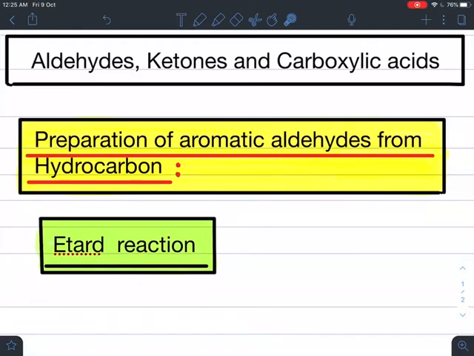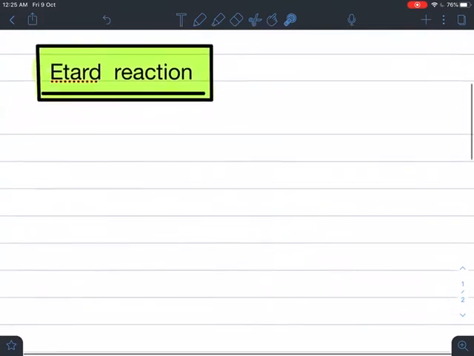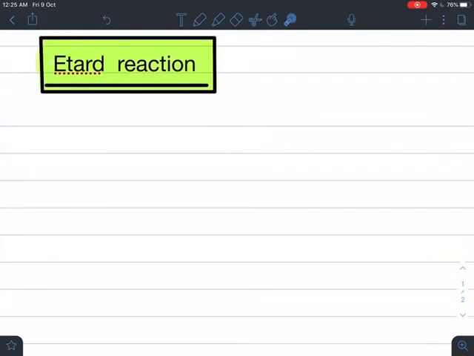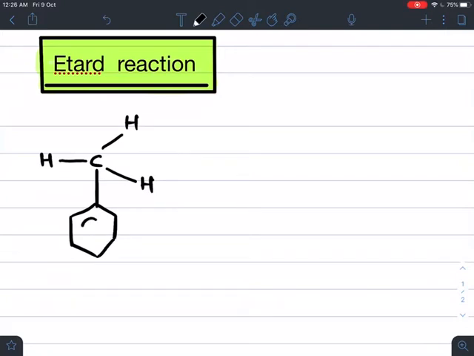Students, in this video we are going to study the preparation of aromatic aldehydes from hydrocarbons by Etard reaction. So Etard reaction is the most important reaction. This is a name reaction, and it starts from toluene. The formula of toluene is a methyl group attached to the benzene ring. So CH3, I can write its structural formula, CH3 attached to the benzene ring. The name of this compound is toluene.